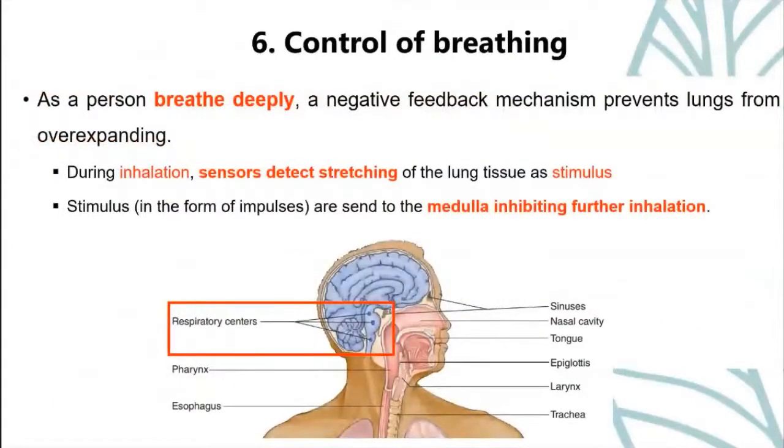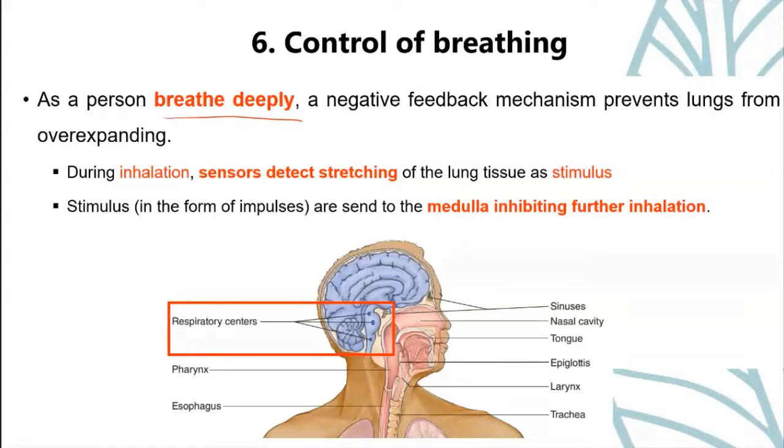Okay, so sama. So as a person breathes deeply, okay, a negative feedback mechanism prevents the lung from over expanding. When you inhale, you want to expand your lungs, so that the volume increases, the pressure decreases. But you do not want the lungs to over expand. So nanti dia pecah lah, kan?